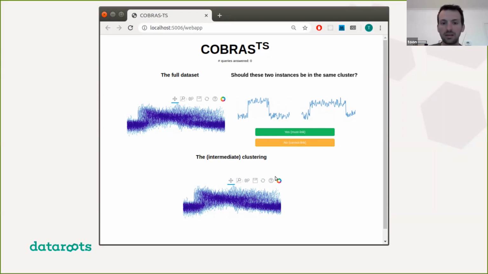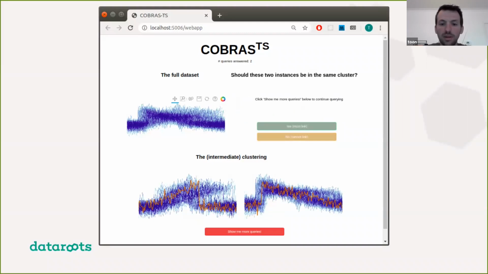So with COBRAS, in the beginning, there is only one cluster. So, well, it's the same image as above. But now we will answer a couple of these pairwise queries. For example, here, it's clearly a must link because they are both horizontal. We get a second query. We have a downward pattern and an upward pattern. We answer cannot link because they should not go together. And after two queries, we get our first intermediate clustering.